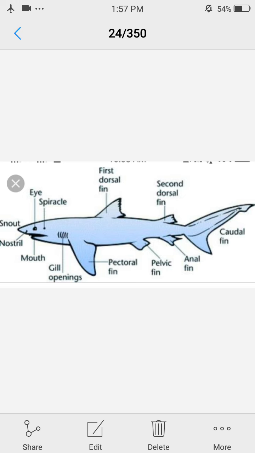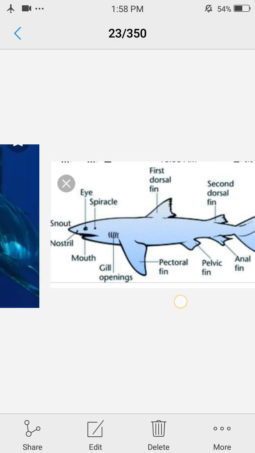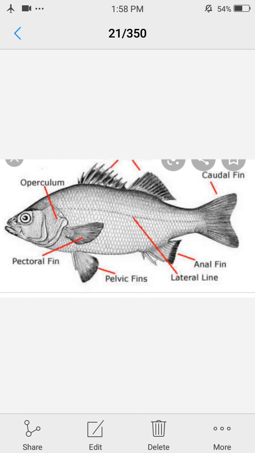Mouth is ventral, operculum is absent, hence the gill slits are exposed. You can very easily see here in this figure, there is no cover on the gills. So gill slits or gill openings are visible. Swim bladder is absent in cartilaginous fish. Fertilization is internal. And the next is bony fish.